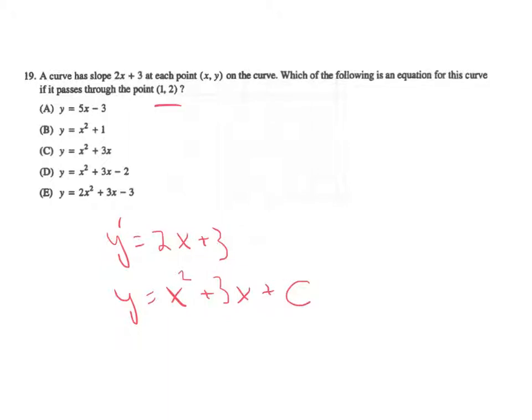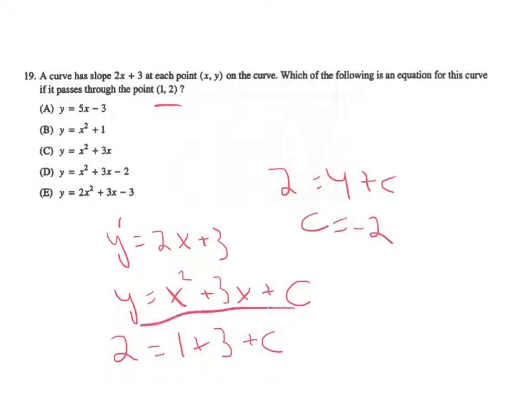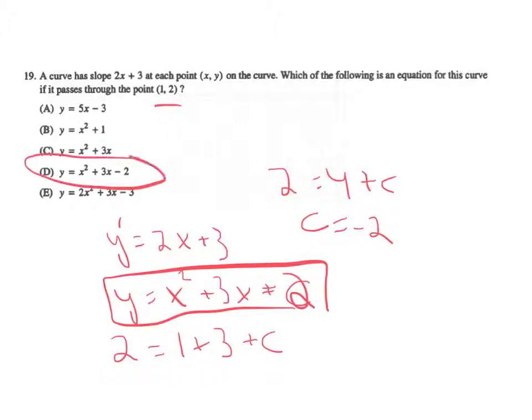We know it goes through (1, 2), so we plug in the point (1, 2), and we get 2 = 1 + 3 + c, which tells us that 2 = 4 + c, so c = -2. So if we look at this equation here, and we let c be -2, well, there it is right there, letter D.